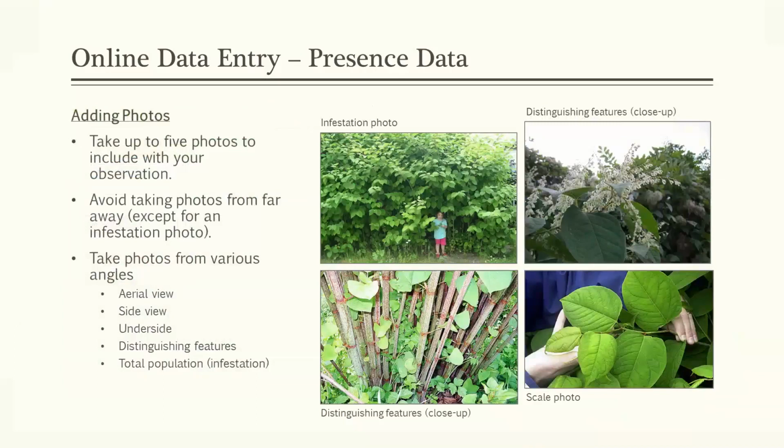So if it's a plant, take a photo from more of an aerial view, then get at it from the side, get down on the ground, maybe take a picture from the underside of the plant. Just make sure that you're including those special distinguishing characteristics so that we can accurately identify what it was that you were looking at. So again, just keep that in mind.